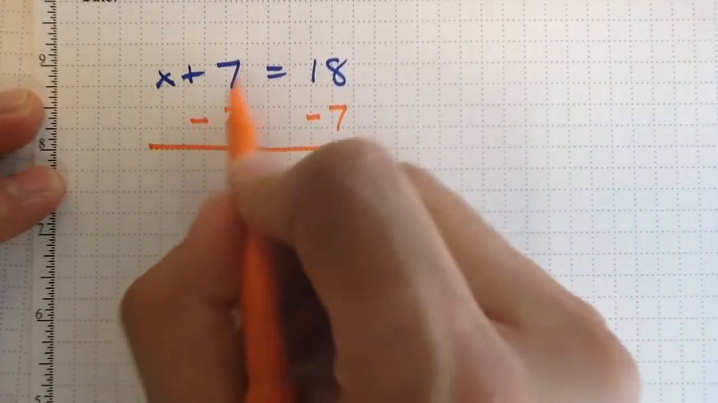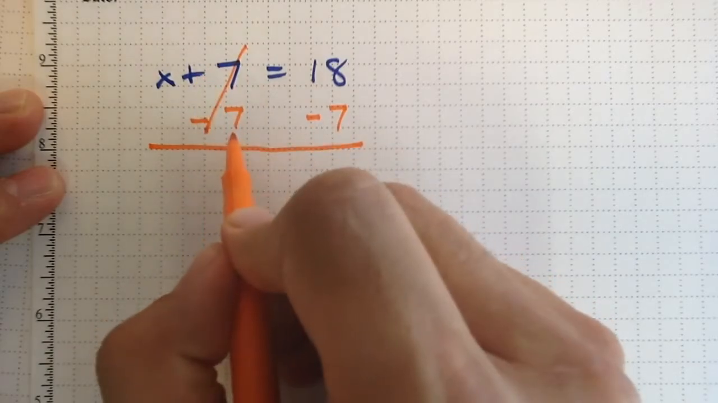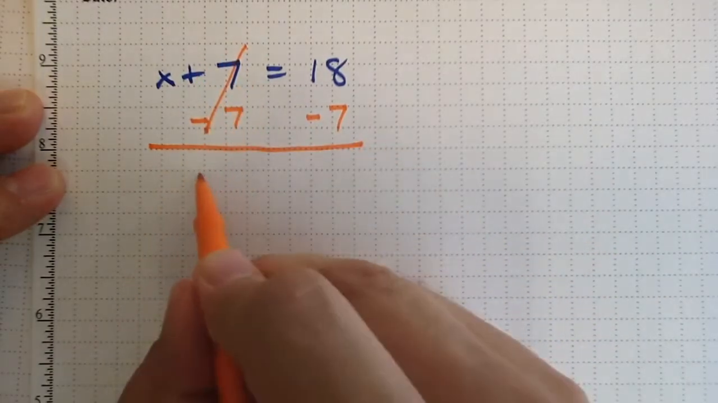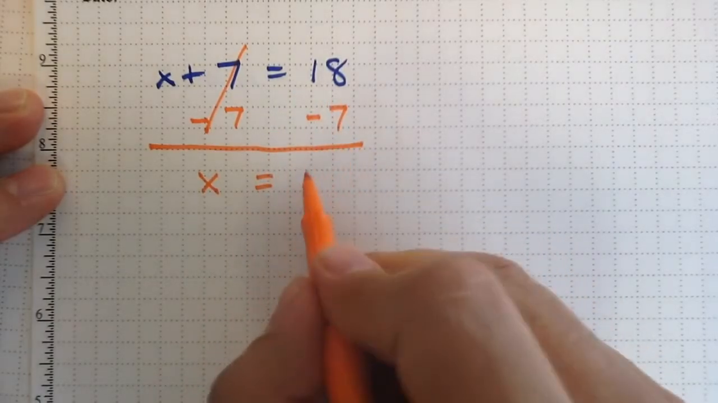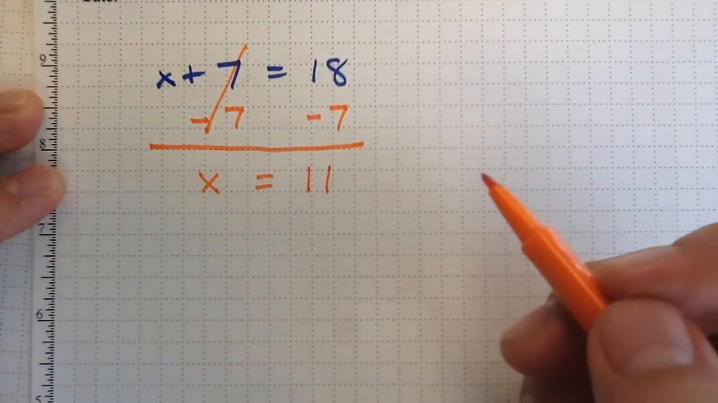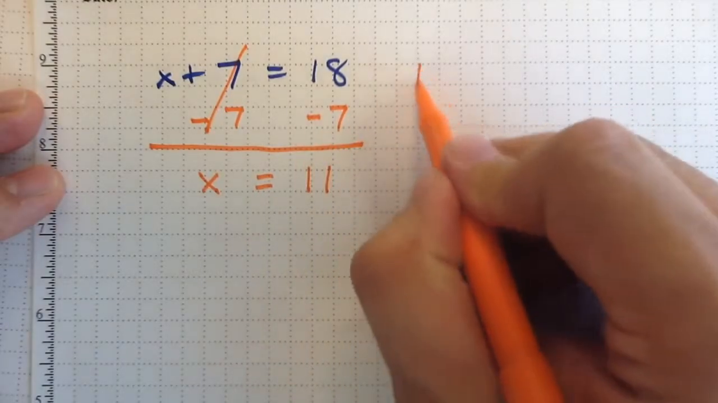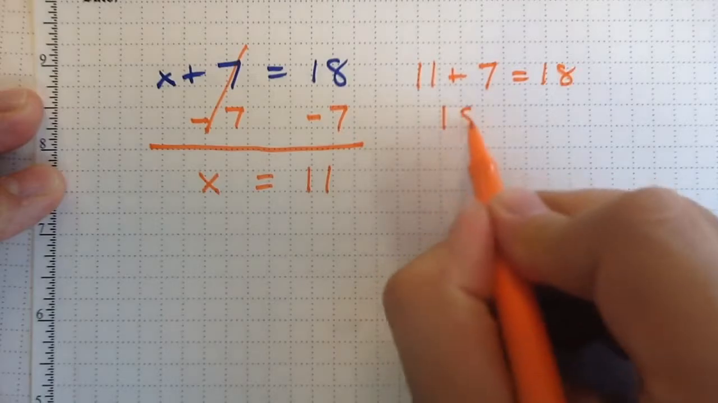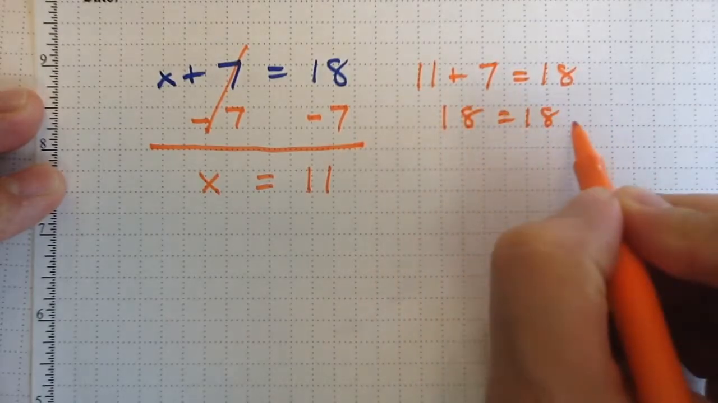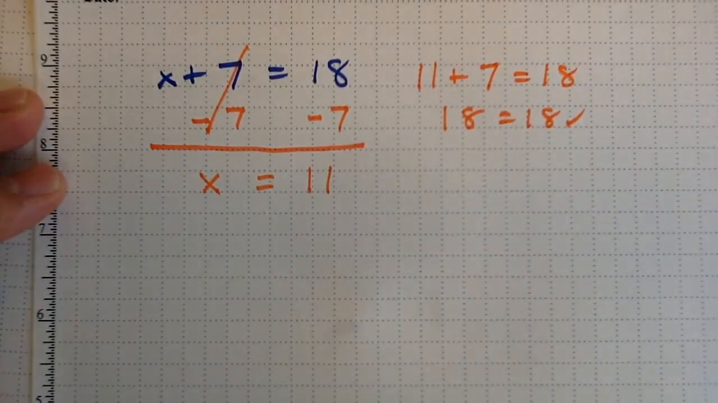And so when these cancel each other out, plus 7 and a minus 7, since they're opposite operations, I just get x. Equal sign drops down. And 18 minus 7 is 11. And then we can go back, check our work, stick in 11 for x, and 11 plus 7 does equal 18.